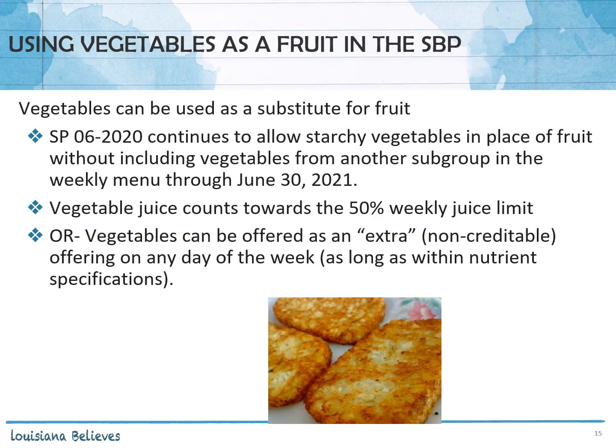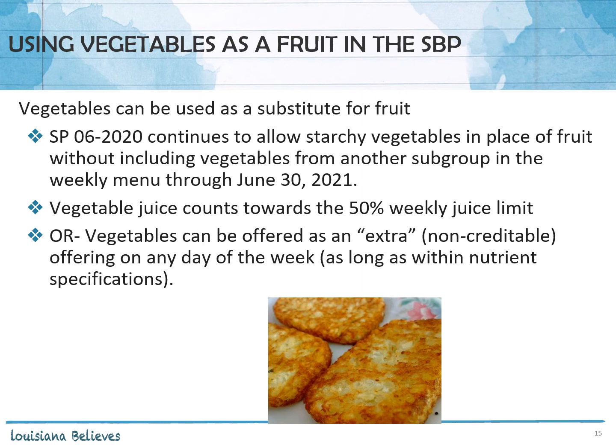Vegetables can be used as a substitution for fruit in the breakfast meal pattern. Per USDA's memo SP 06-2020, released January 22, 2020, starchy vegetables are allowed in place of fruit at breakfast without including vegetables from another subgroup in the weekly menu. This substitution continuation is allowed through June 30, 2021. Vegetable juice counts towards 50% of the weekly juice limit.